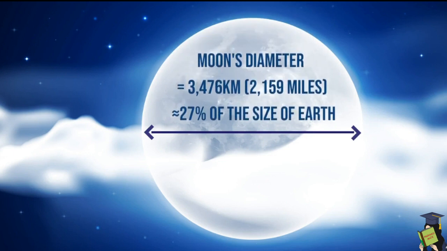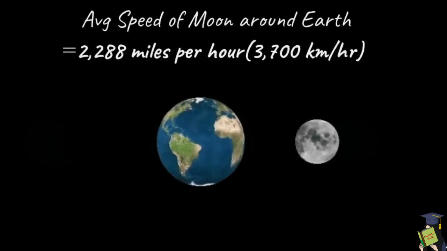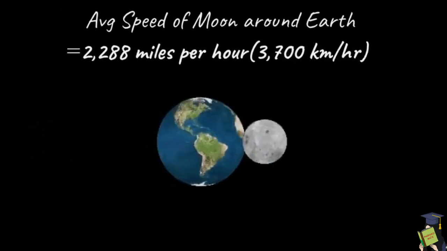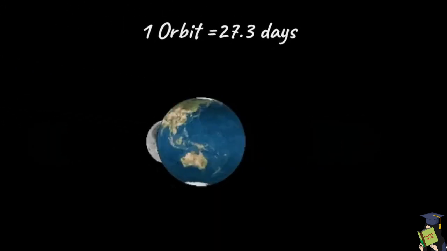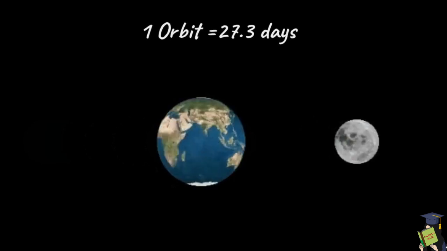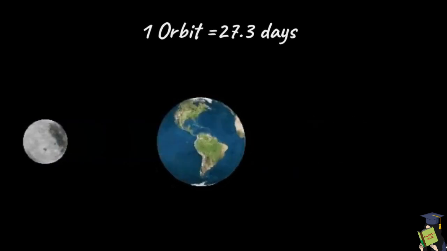The moon's diameter is roughly a bit more than a quarter of the size of the Earth. On average, the moon moves at 2,288 miles per hour around Earth. It takes 27.3 days for the moon to travel all the way around the Earth and complete its orbit.